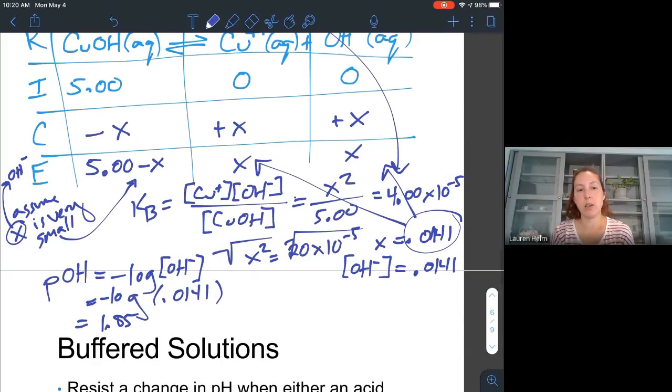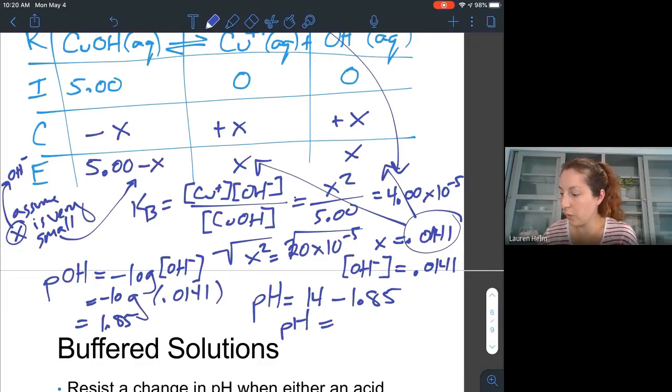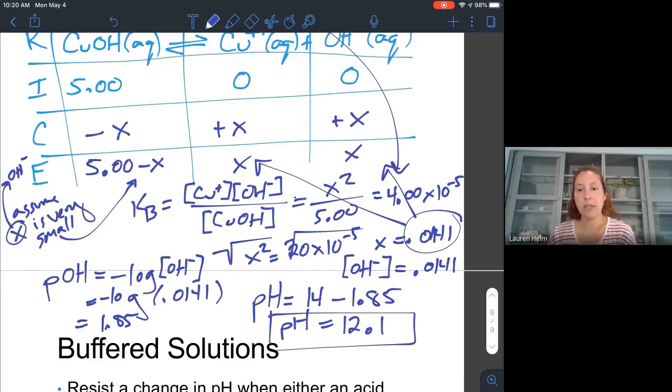What do I do to get from pOH to pH? Does anyone remember from our acid-base unit earlier in the notes? How do I get from pOH to pH? What do I subtract? Oh, good. Some of you are quick with your memory. So we're going to do 14 minus the pOH, which is 1.85. And we get that the pH is equal to 12.1. pH of 12.1, acid, base, or neutral?